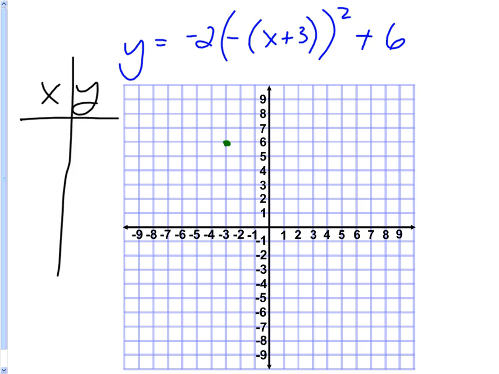On your scratch paper, I'd like you to make an XY chart like this with me. And I know my first point is negative 3, 6. I know that's on my chart because that's the vertex. That's one of the key points. And now we're just going to find a few other points to graph.